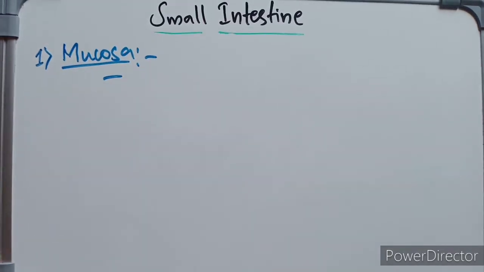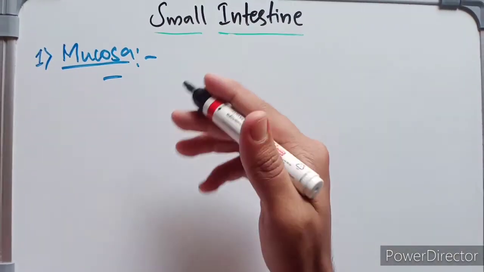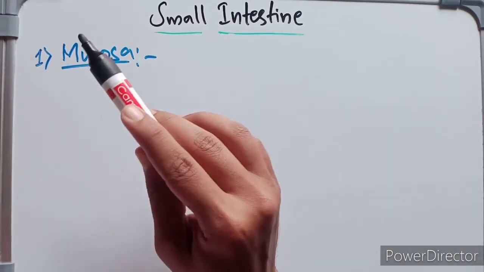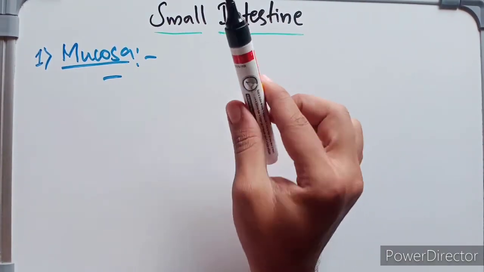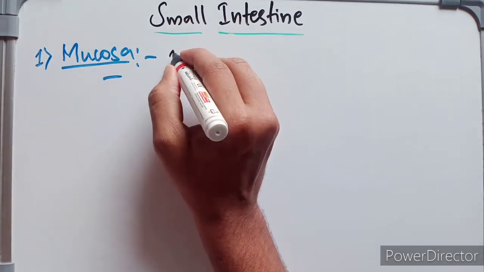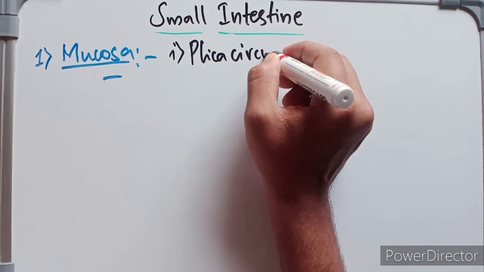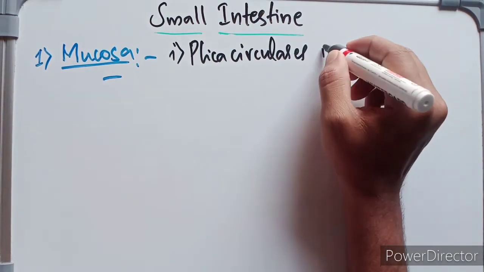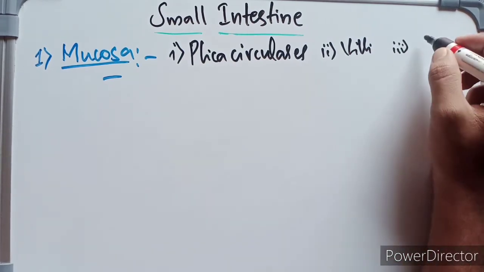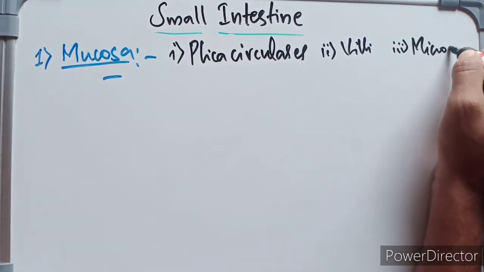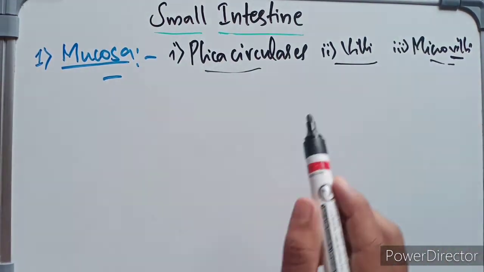So the mucosa will present with 3 relevant features. For digestion and absorption of the nutrients, the surface area of the mucous membrane is enormously increased by plicae circularis, villi and the microvilli. So in the mucosa we have plica circularis, villi and the microvilli.